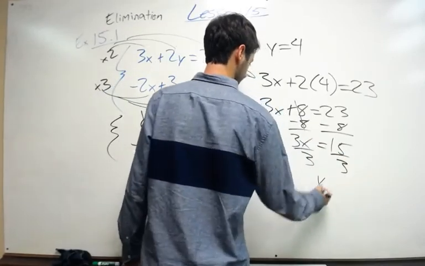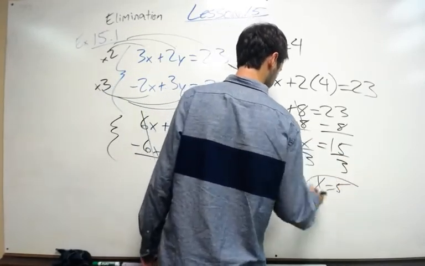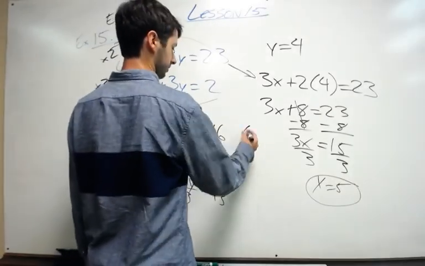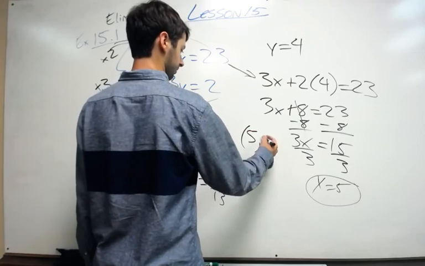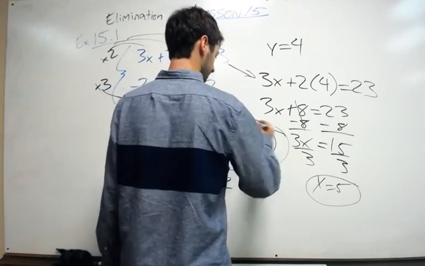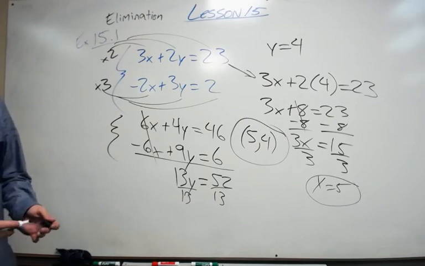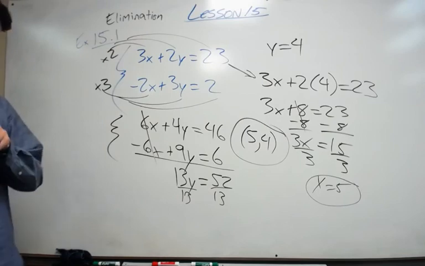x equals 5. And remember, we write our answer like so in that coordinate form. (5, 4) would be our answer. And that is how you do elimination.